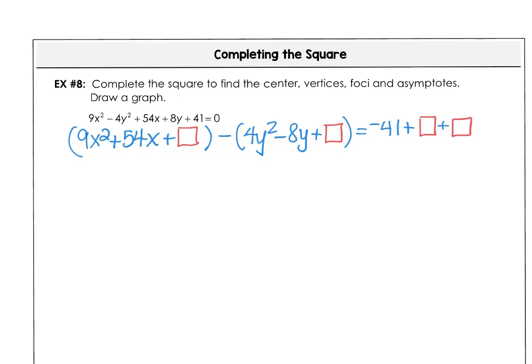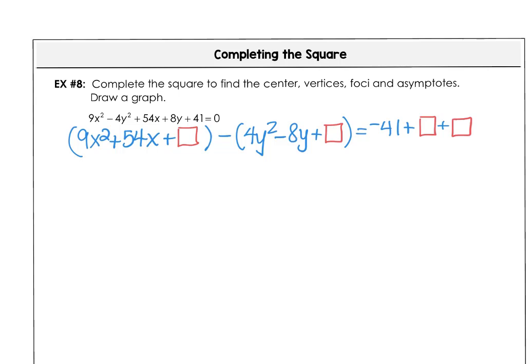Now I've already set up example 8 for completing the square like we did with our ellipse lesson. I organized the x squared and x term, and then the -4y squared and the positive 8y. I took the negative out and made sure that negative was taken care of on the y linear term. Next, we want to take out the leading coefficient from the x squared and the y squared, and also divide it from the linear term.